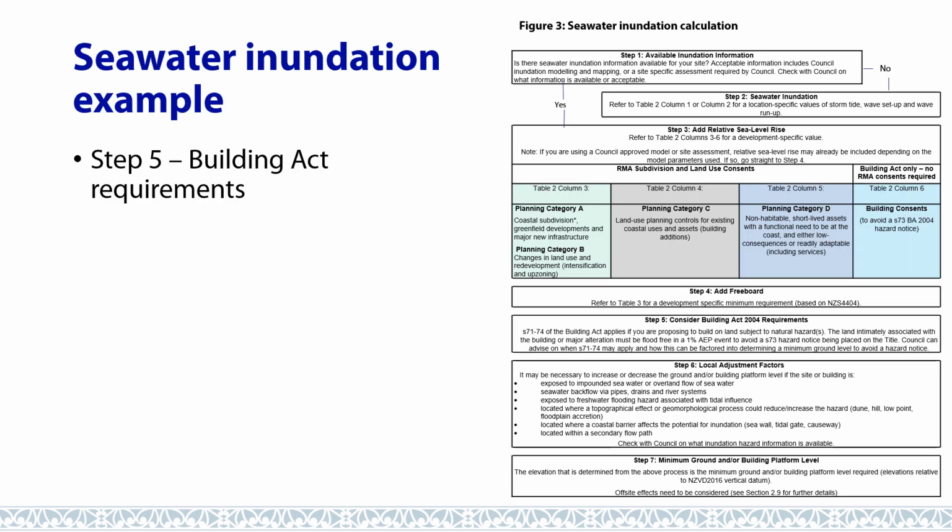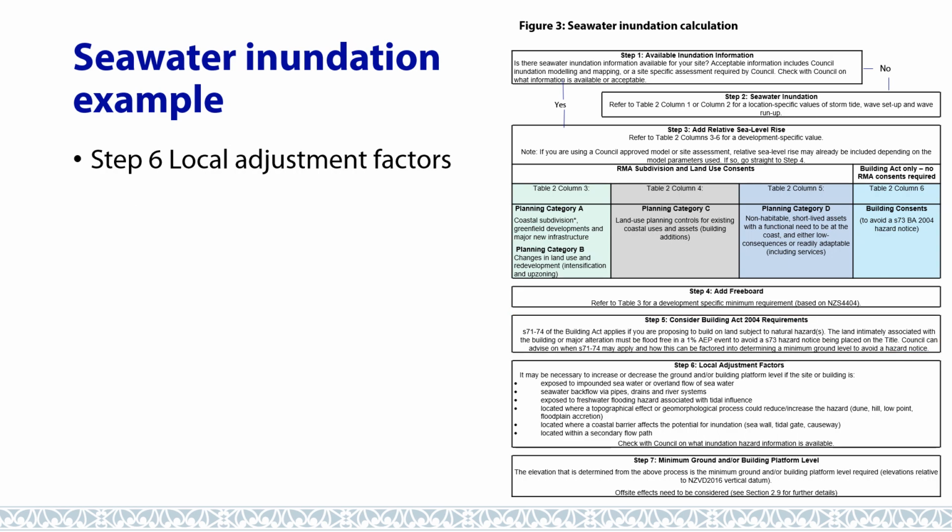Step 5 requires consideration of Building Act requirements. To avoid a hazard notice, the land intimately associated with the building needs to be inundation-free in a 1% AEP event over the life of the building. Council can advise on when a hazard notice may apply or steps that could be taken to avoid a hazard notice. In our Tata Beach example, by ensuring the ground level is above the 1% annual exceedance probability for seawater inundation, a Building Act hazard notice would not be required.